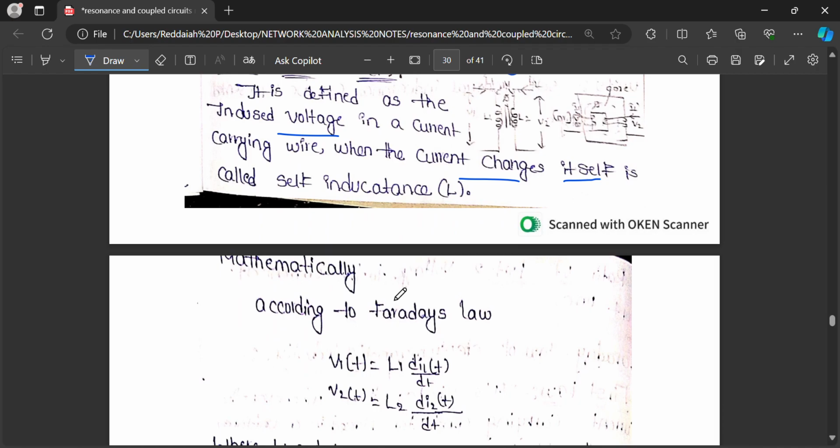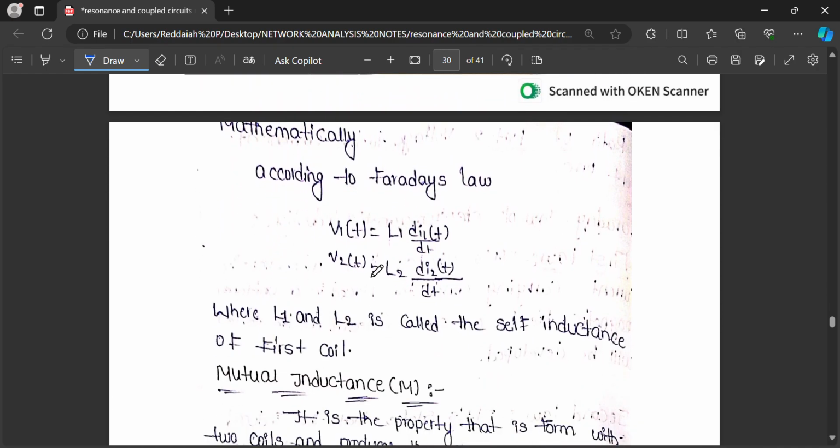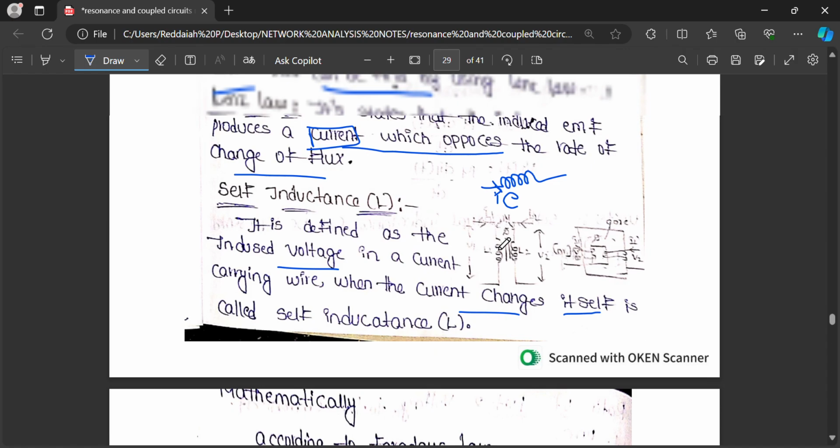Mathematically, we can write Faraday's law as V1 of t equal to L1 di1 by dt, and V2 of t equal to L2 di2 by dt. Suppose two coils are there. This coil's current is I1, this coil's current is I2. The self-inductance is L1.